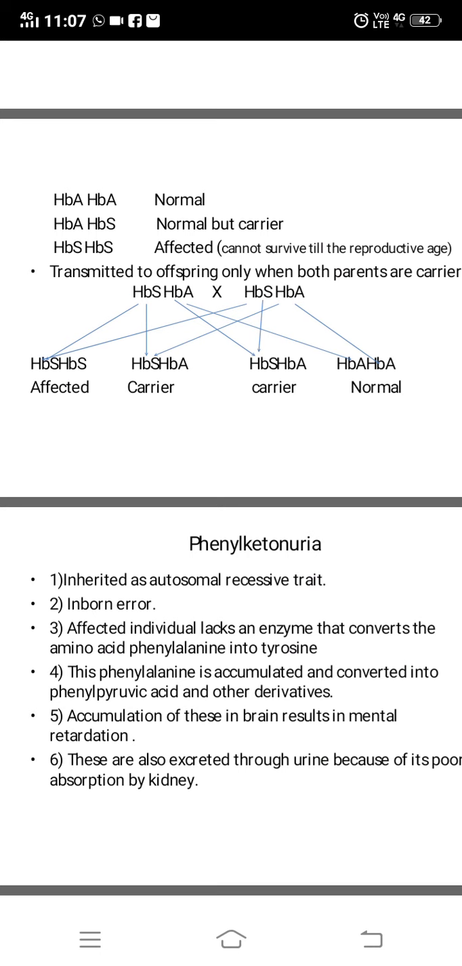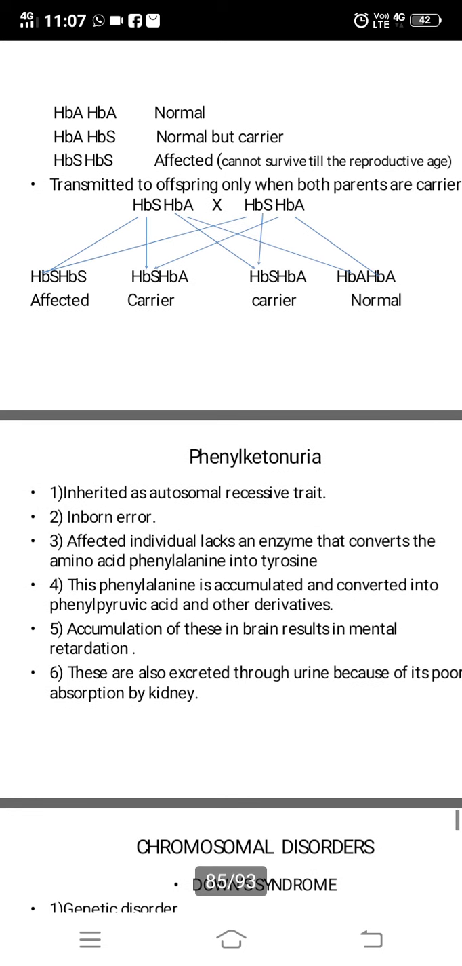HbS HbA, that is a carrier. HbS HbA, again a carrier. When a carrier male and a carrier female are crossed, the offspring would be HbS HbS affected, HbS HbA carrier, HbS HbA carrier, and HbA HbA normal. So 50% carrier, 25% affected, 25% normal.